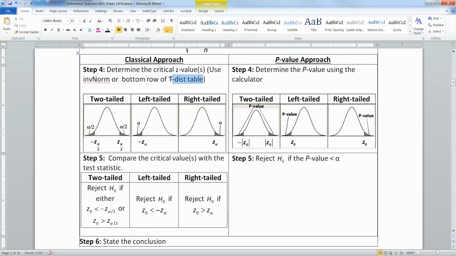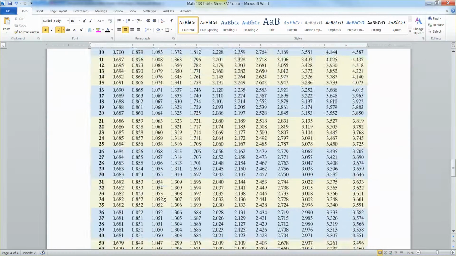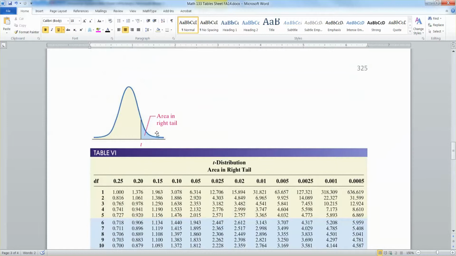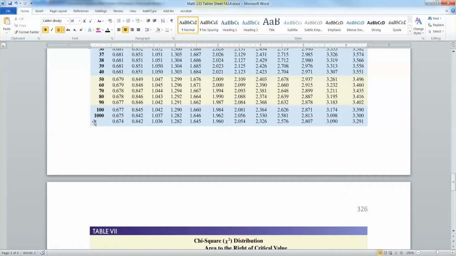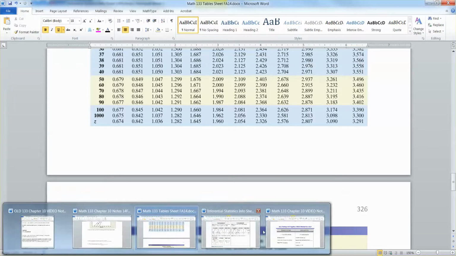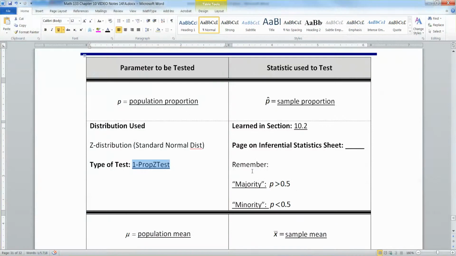The t-table always is talking about the area in the right tail. You can tell that because when you look at the top of the distribution on the t-table, see how it has the area in the right? And the bottom row of that table is some z-scores. But of course, there's only about 12 of them here. Any other z-scores you need for critical values, you'd have to get using inverse norm on the calculator. All right, so that's that one.